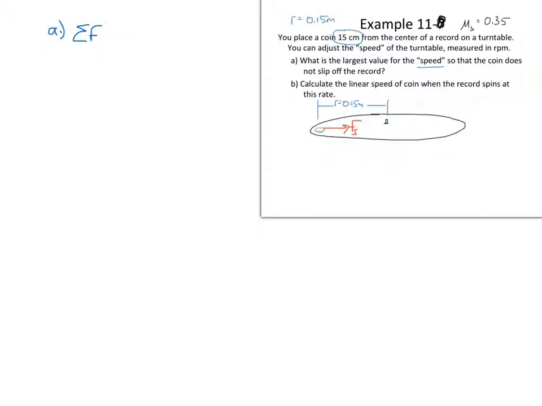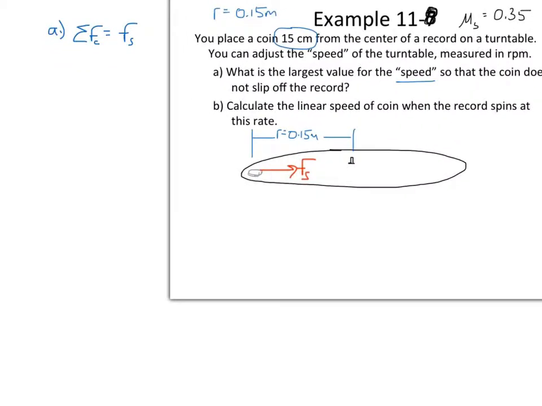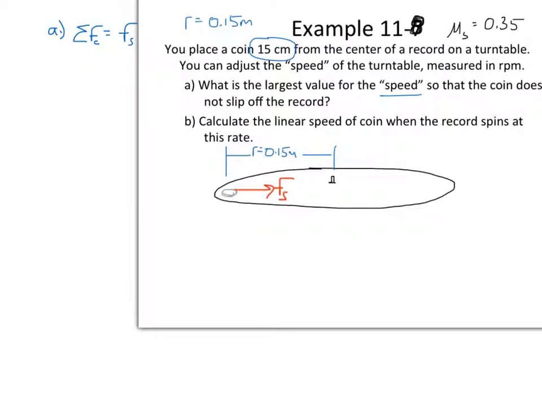Well, the net centripetal force on that is the static friction force, which we can also write in more detail, right? How do we find the static friction force? Let me go back to this for a second. All right, well, that static friction force is going to be what? That's a coefficient of static friction times what?